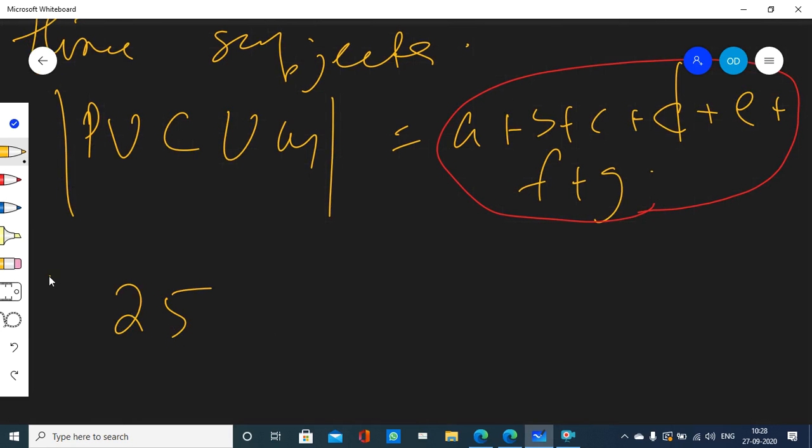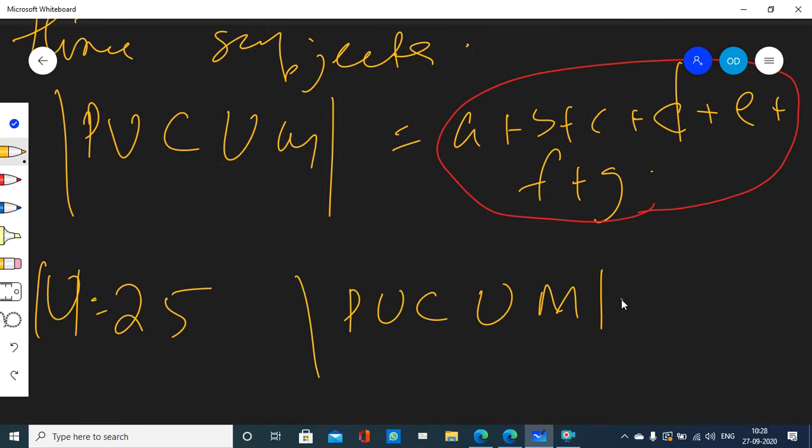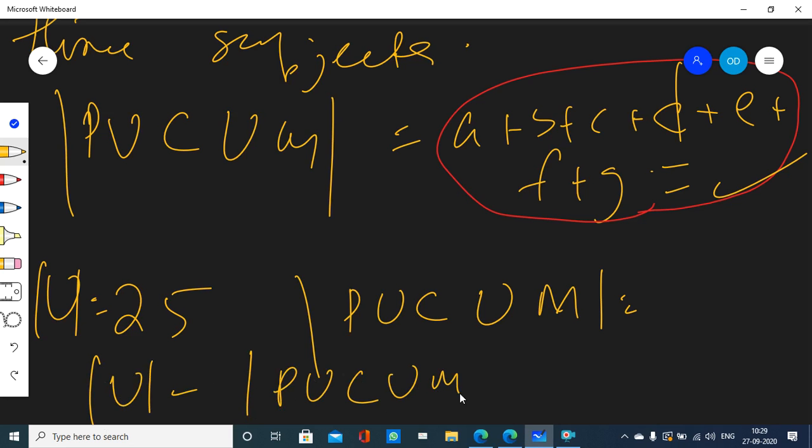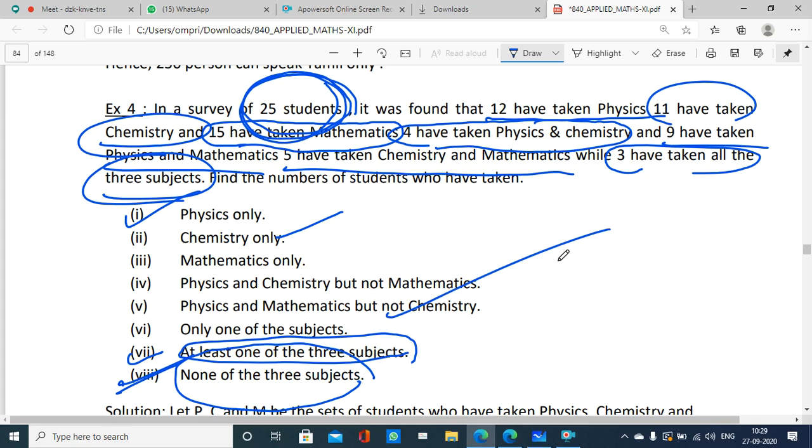The cardinality of the universal set is 25, and the cardinality of this is equal to whatever value you will get. You will find out yourself. And the number of students who do not study any of these three will be equal to what? So do this question.